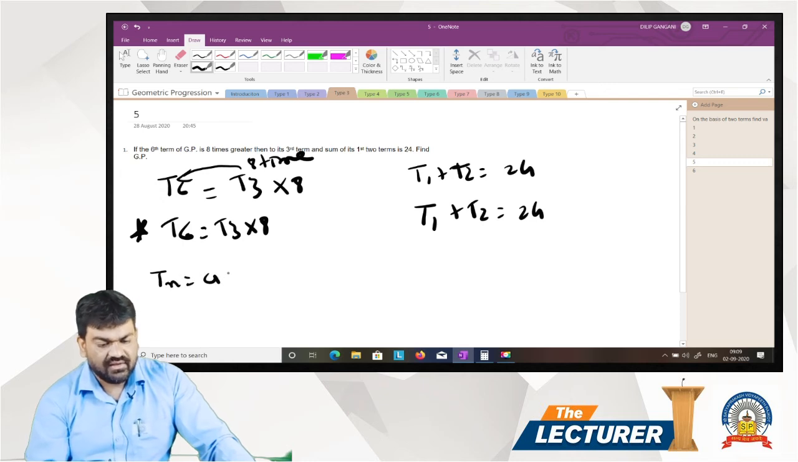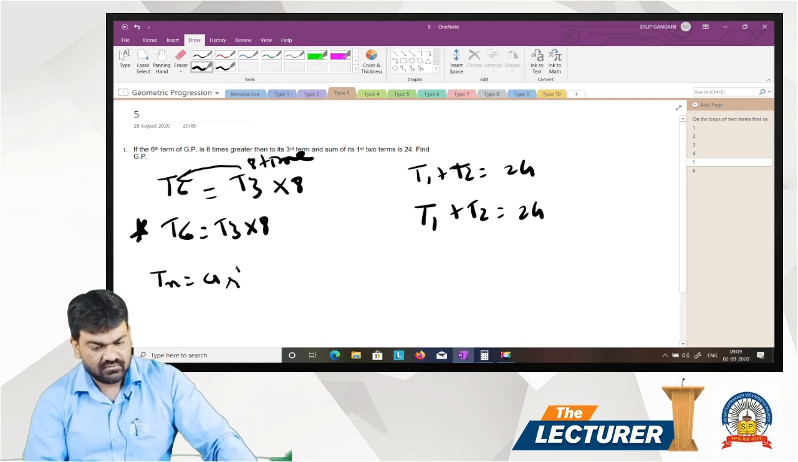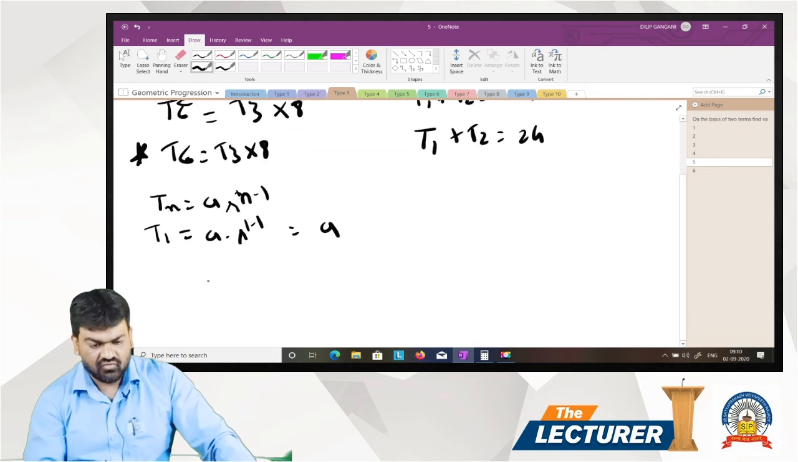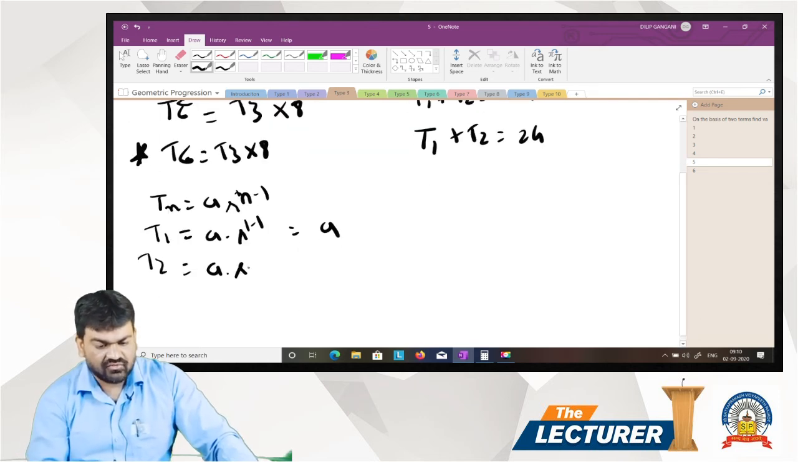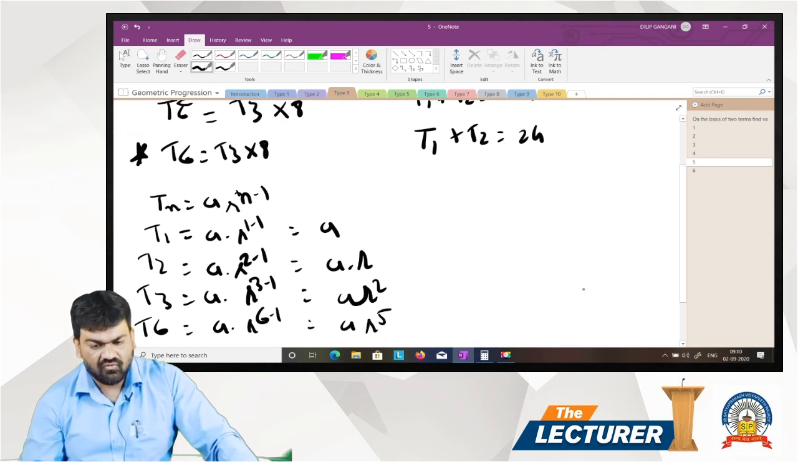What is Tn? A R raised to n minus 1. What is T1? A R raised to 1 minus 1, that is A. What is T2? A R raised to 2 minus 1, that is AR. What is T3? A R raised to 3 minus 1, AR square. What is T6? A R raised to 6 minus 1, AR raised to 5.